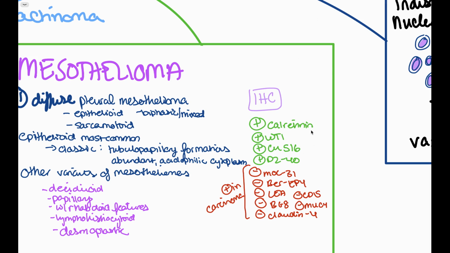So with IHC, it's going to be positive for calretinin, positive for WT1, positive for CK5/6 and D2-40. It's going to be negative for the following markers, which are positive in adenocarcinoma, so MOC31, BerEP4, CEA, CD15, MUC4, BG8, and Claudin-4.